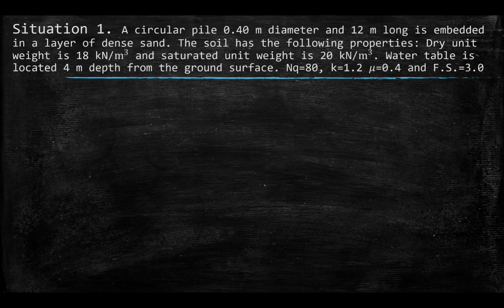For situation 1, a circular pile 0.40 meters in diameter and 12 meters long is embedded in a layer of dense sand. The soil has the following properties: dry unit weight is 18 kilonewton per meter cube and saturated unit weight is 20 kilonewton per meter cube. The water table is located 4 meters deep from the ground surface. Nq is equal to 80, K is equal to 1.2, mu is equal to 0.4, and Fs is equal to 3.0. The first question is to compute the point bearing capacity of the pile.